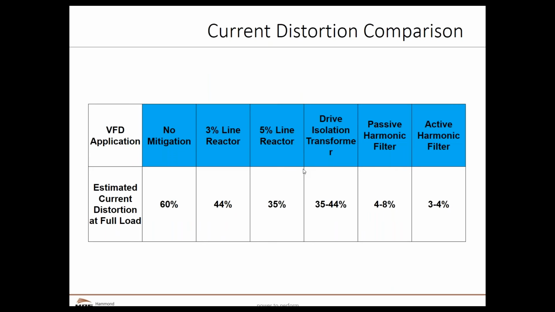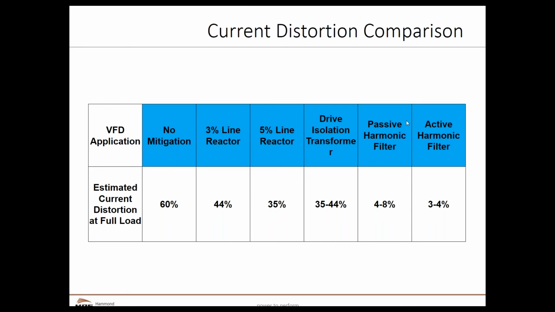So this chart gives a relative indication of what kind of current distortion you can expect depending on what type of mitigation method you use. Without using any form of mitigation on the input to a VFD, you can expect 60% current distortion. If you were to use a line reactor, you can expect somewhere between 35 and 44% current distortion. If you have a 5% line reactor, it would be on the order of 35% current distortion, and if you have a 3% line reactor, it would be more like 44%.